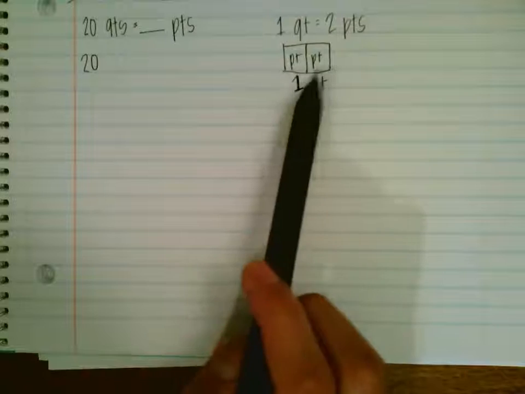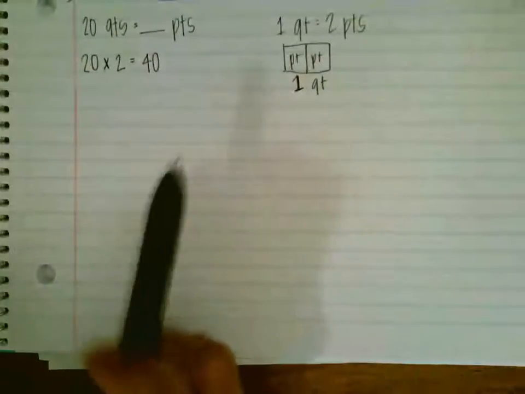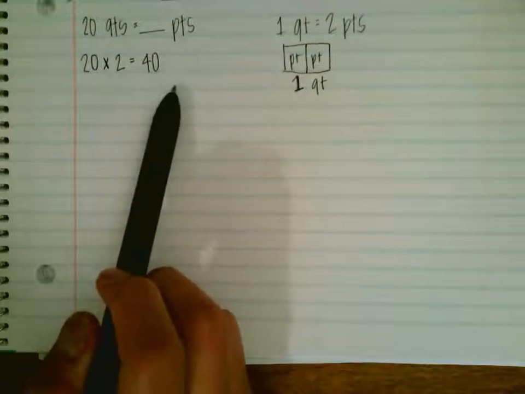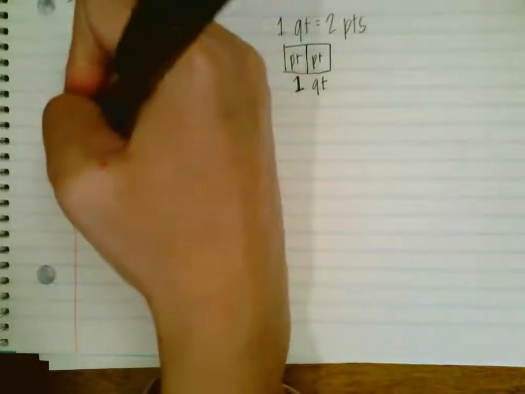Well, I know 2 of these make up that 1, and so I'm going to multiply my 20 quarts by 2, which ends up being 40. And we know we're trying to change it to pints, so that's going to be 40 pints. It's the same thing. 20 quarts is equal to 40 pints.